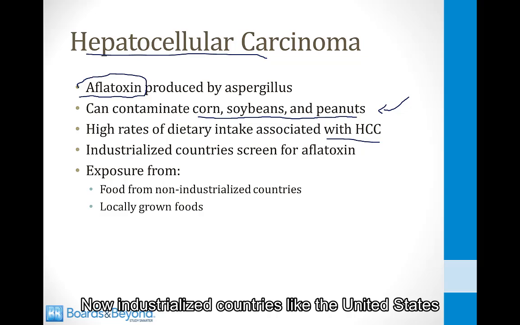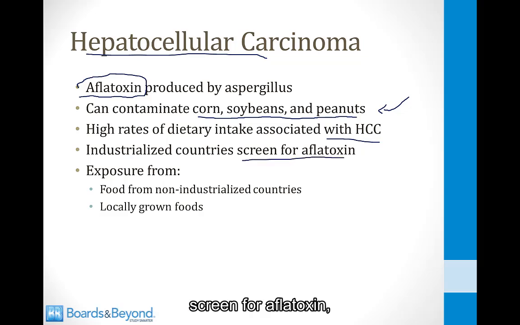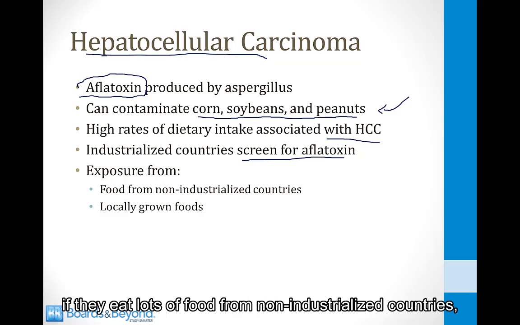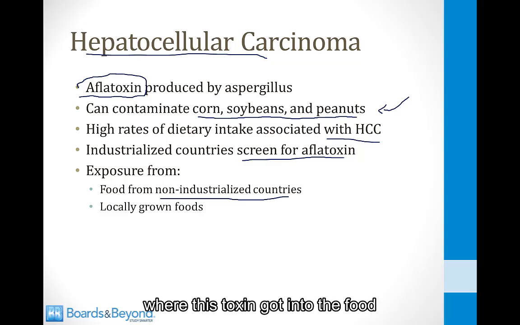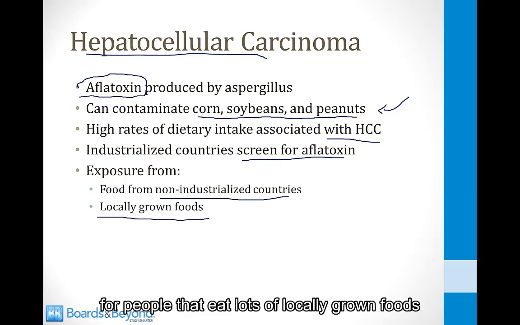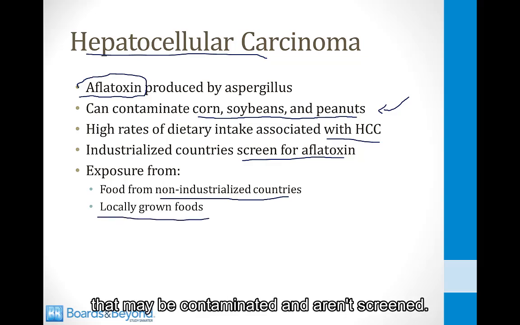Now, industrialized countries like the United States screen for aflatoxin and they don't allow foods to be sold that contain the toxin. But patients can get exposed if they eat lots of food from non-industrialized countries, or maybe they emigrated from a non-industrialized country where this toxin got into the food, or people that eat lots of locally grown foods that may be contaminated and aren't screened.